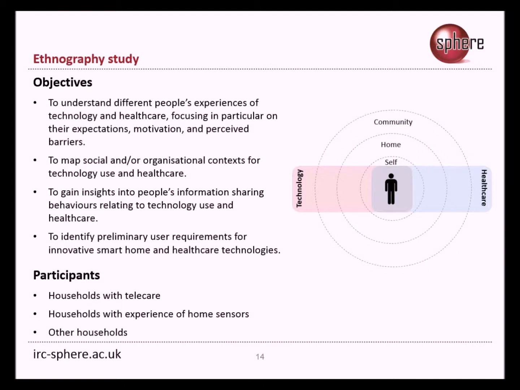One are people who use telecare, so they have some experience of healthcare technology, not the kind that we'd be using in SPHERE, but they're people with a health need, and therefore perhaps a different perspective on healthcare technology.